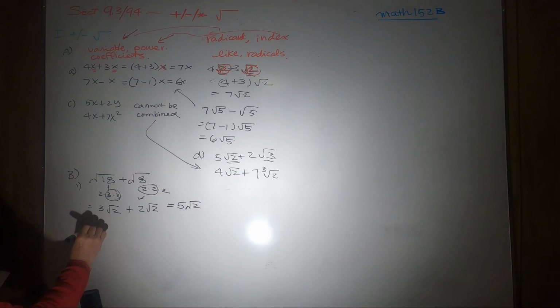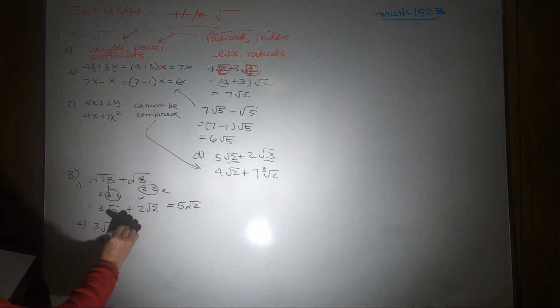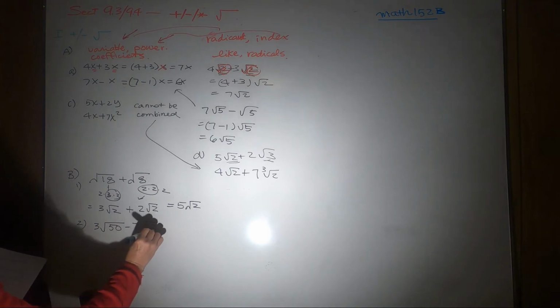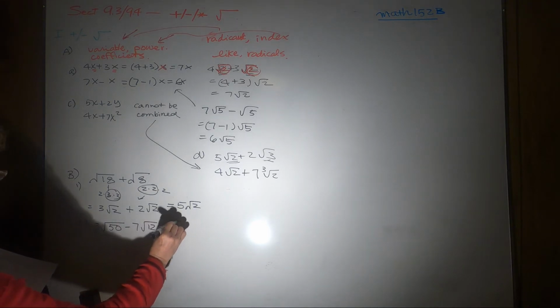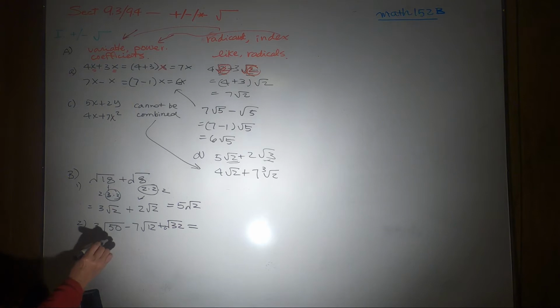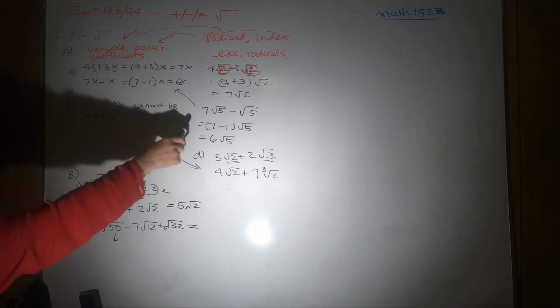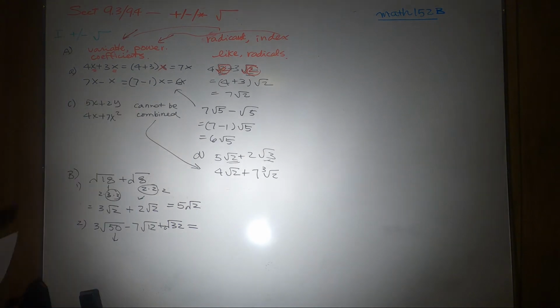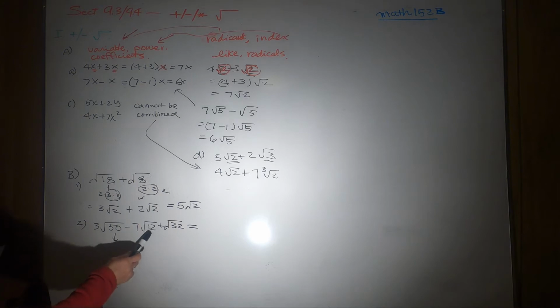Then if we look at 3 square root of 50 minus 7 square root of 12 plus square root of 32, do we have like terms? Not right now. So we need to clean them up, to simplify each individual one. Your problem is not combining like terms like your x, y, z. Your problem is simplifying.